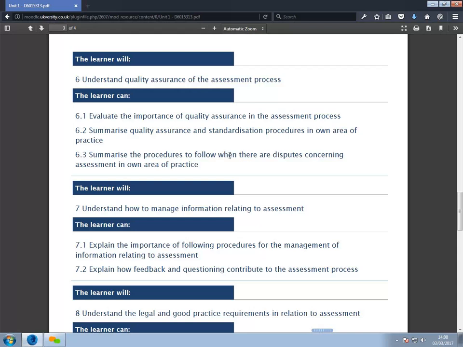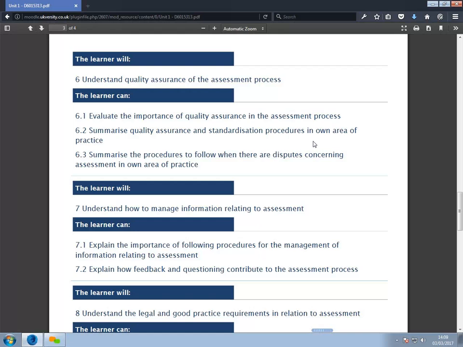Summarise the procedures to follow in disputes concerning assessment and area of practice. These are laid down pretty well by the awarding body. If you've got a dispute, the learner would take it up with his assessor first. If he still wasn't satisfied at that point, it would go to the IQA. The IQA may not be able to make the decision. There may be some confusion. So he would need to go back to the awarding body, to the EQA, and say, look, we've got this issue, what do we do about it?